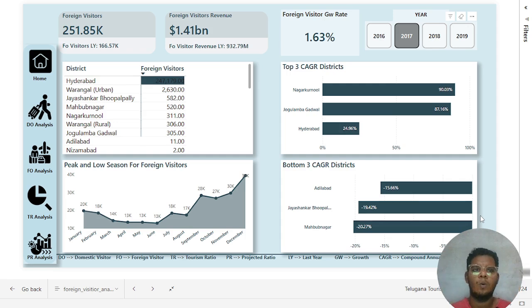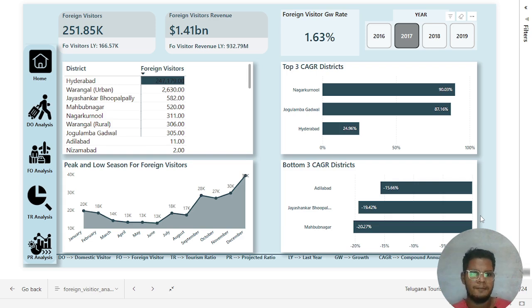Hey all, now we are in the foreign visitor analysis, and here we are going to slice and dice the data about the foreign visitors: how many foreign visitors there are, how much revenue we generated from them, the foreign visitor growth rate, which districts visitors frequently visited and the count, the peak and low season for foreign visitors, and then the top three CAGR districts as well as the bottom three CAGR districts. Okay, let's start with the foreign visitors.